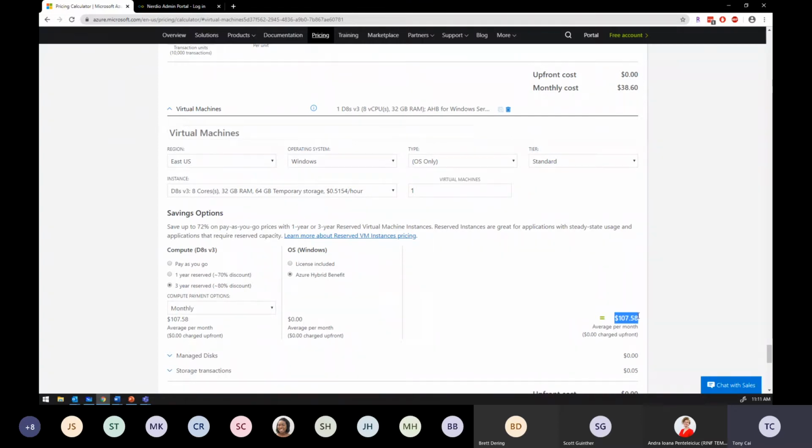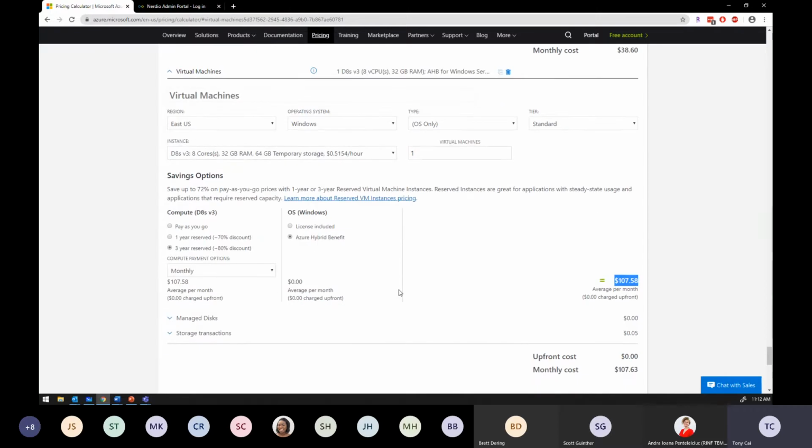Right, so now that's a big difference, right? If you take this principle and you apply it across all your virtual machines inside a given customer, let's say you have a domain controller, a file server, a Windows Virtual Desktop session host, all taking advantage of 3-year reserve instances and Azure Hybrid benefits, you're looking at upwards of an 80% discount from your Azure bill, right? So that's just an important thing to know before we jump into the Nerdio Azure calculator.